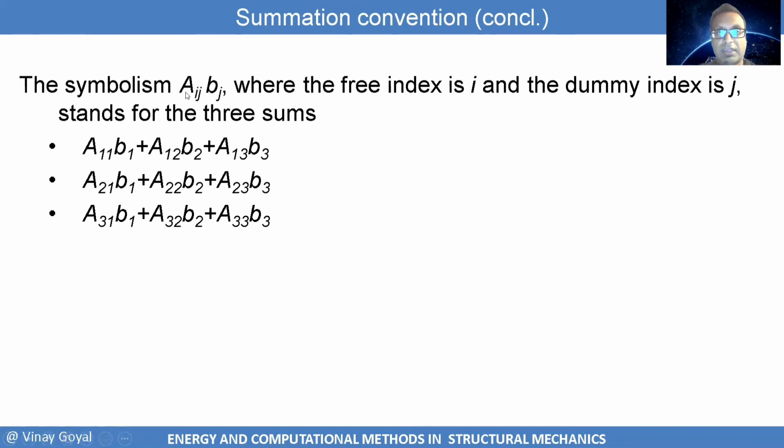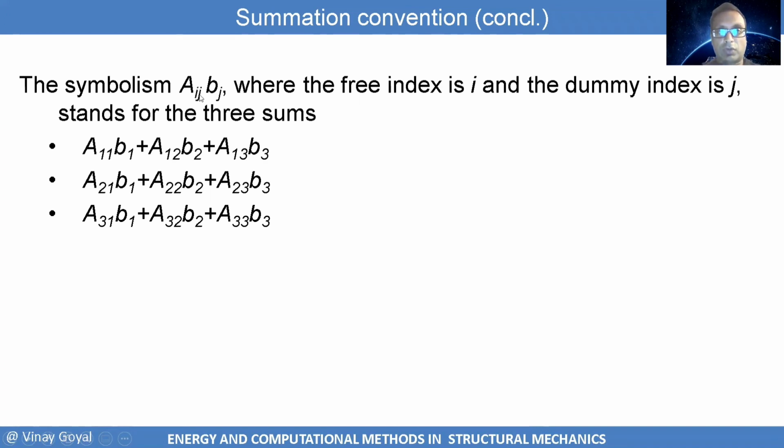The symbolism Aij Bj. In this case, obviously, j is repeated. i is a free index because it's not repeated. Therefore, this represents a summation over j, and so it stands for 3 sums. i can take values of 1, 2, and 3. Since i is not repeated, we have i of 1, i of 2, and i of 3. So that's what that one is.